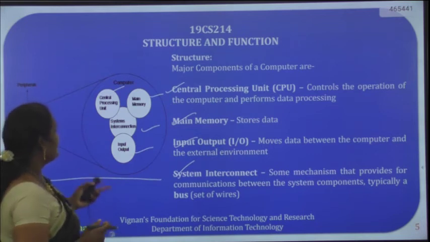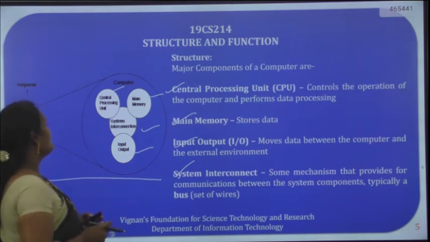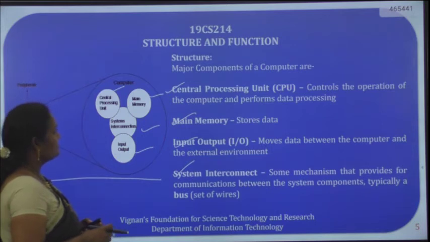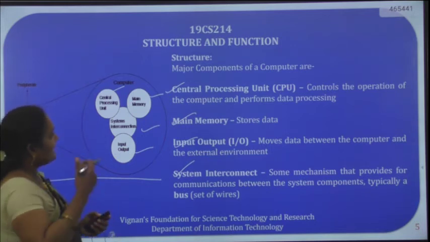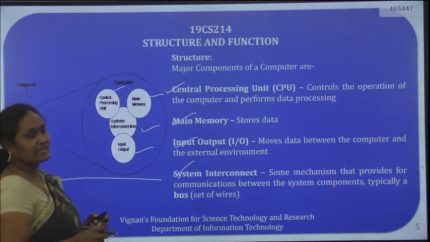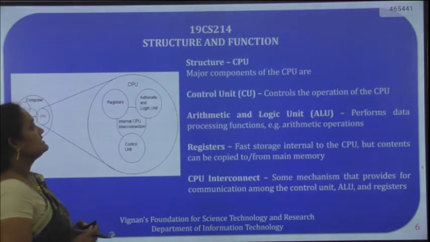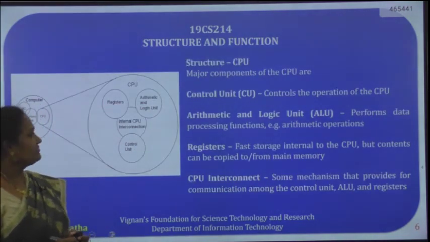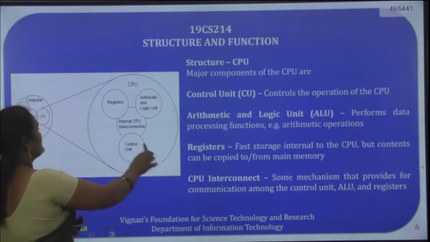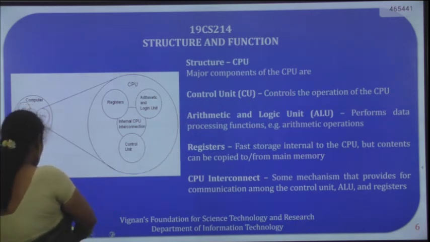Now, out of all these things, since CPU is playing a key role in the hierarchy, in the next level of hierarchy we are going to explain about central processing unit. Now, this gives the structure of central processing unit.